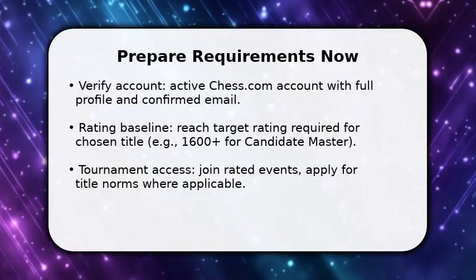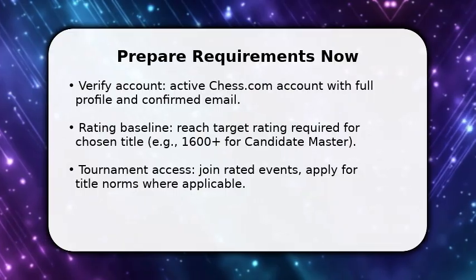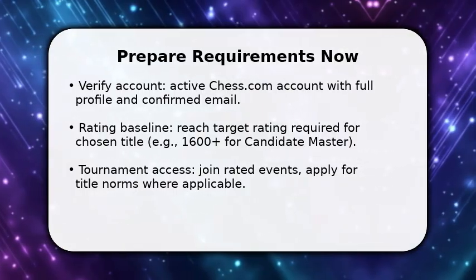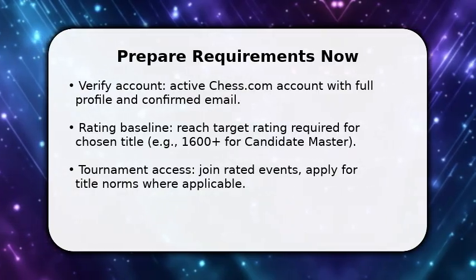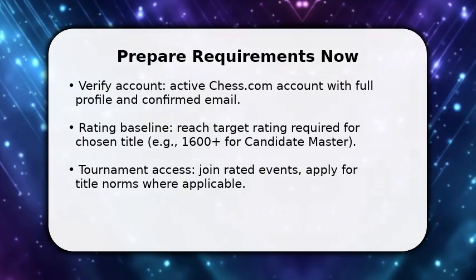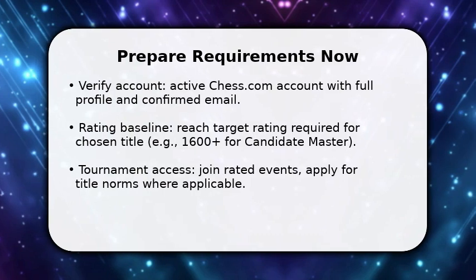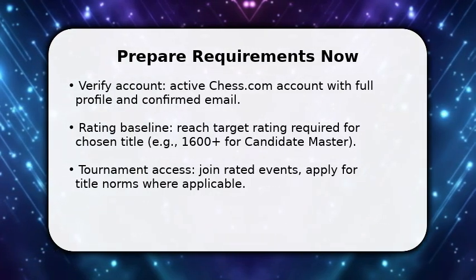Next, establish a realistic rating baseline and set a numeric short-term goal because titles depend on measurable ratings and norms. Also secure access to rated events, join organizer-run tournaments or league play so you can record qualifying games. Once these are in place, you'll be ready to collect the specific performance results required for a title application.